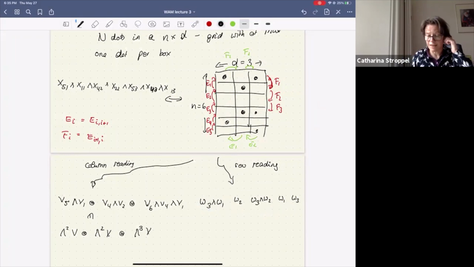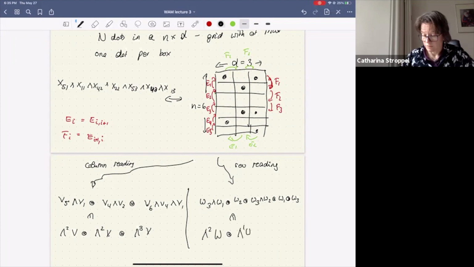So again, I have 6 different columns, 6 different rows, but one is empty, so you cannot see it. And then I put just tensor products between these rows. And so this gives me now an element in wedge 2 of W, tensor wedge 1 of W, tensor wedge 2 of W, tensor wedge 1 of W, which is just W, and then wedge 1 of W.